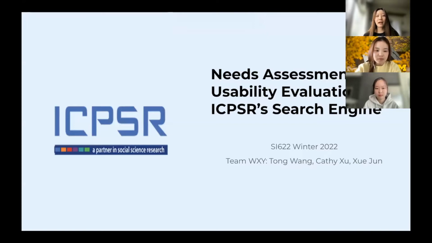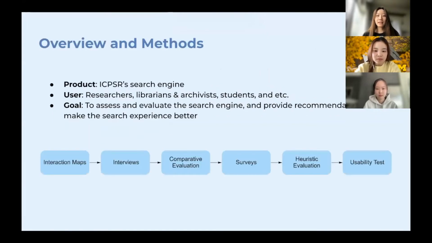Our client is the ICPSR design team. ICPSR is an international data archive for social and behavioral science. It has a powerful search engine that allows users to search and browse desired datasets and resources. Their main target users are researchers, professors, librarians, archivists, students, etc. In this project, we need to assess and evaluate the search engine and offer some recommendations in order to provide users a better searching experience.